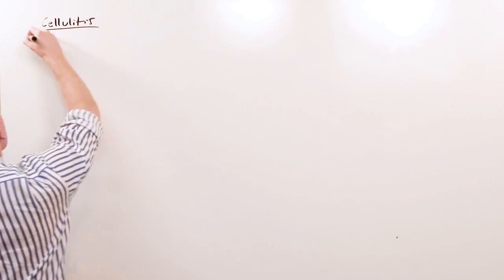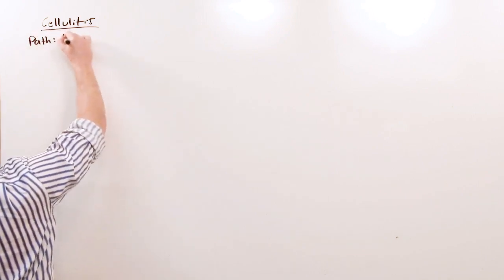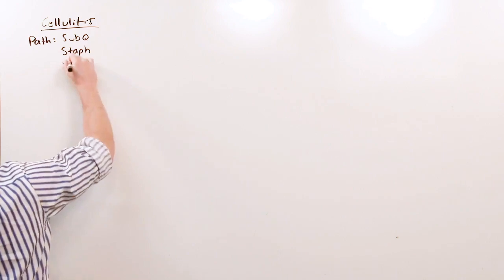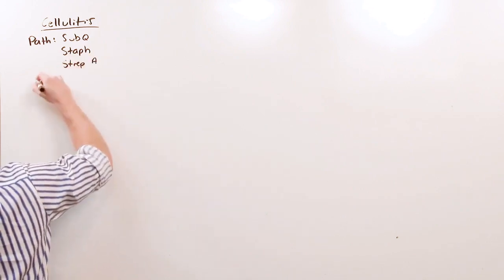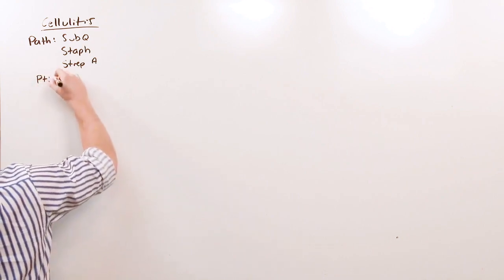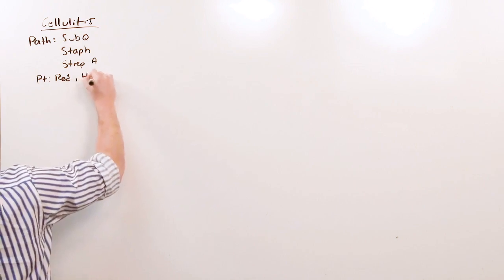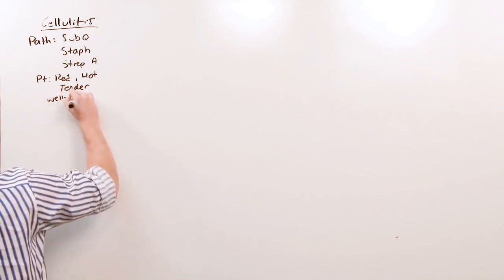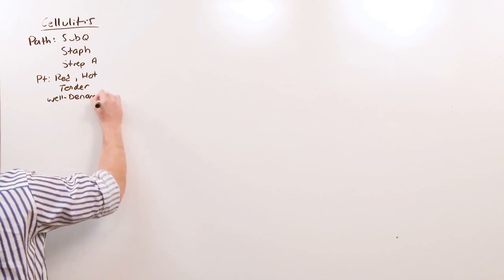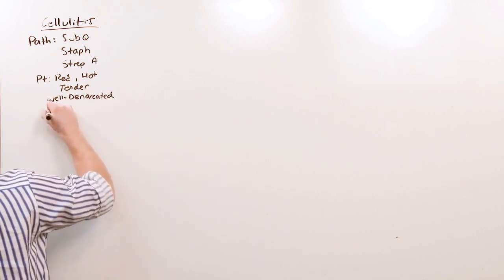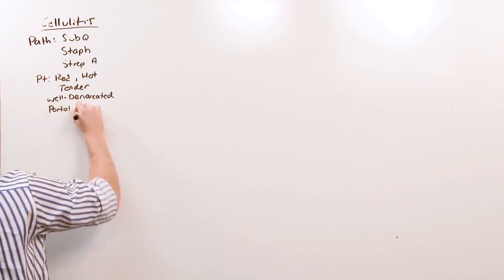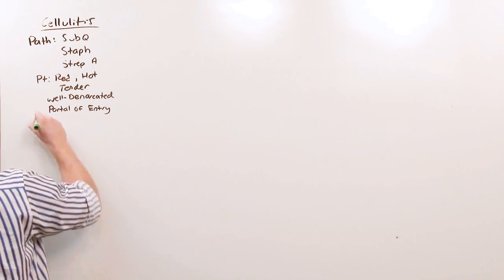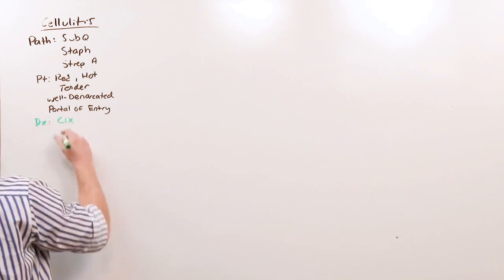And cellulitis, infection of the skin, infection of the sub-Q, is generally caused by either Staph aureus or strep group A. And the patient is going to present with a red, hot, and tender skin. It's usually well demarcated and has a site of entry. And the diagnosis is completely clinical. You need no workup for cellulitis in order to treat it.